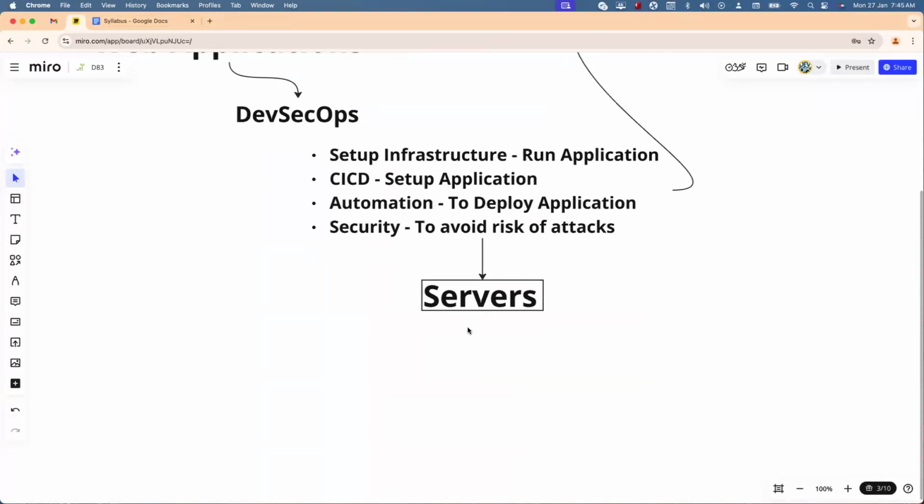Now these servers, why Linux? Many of you have a confusion: so why not Windows? Maybe people coming from a Windows background may think that Windows is huge or something. Let's understand from the data.